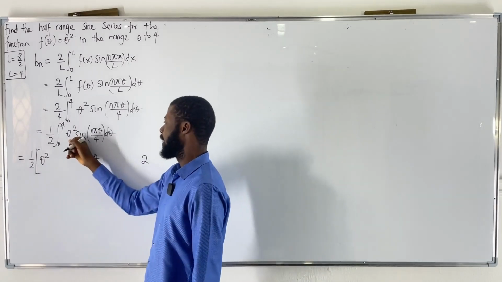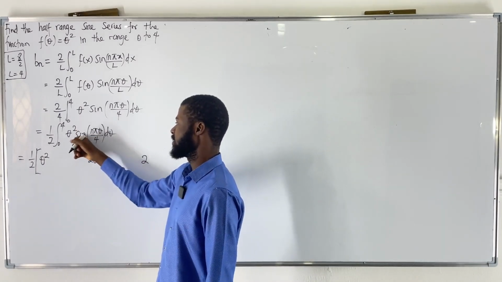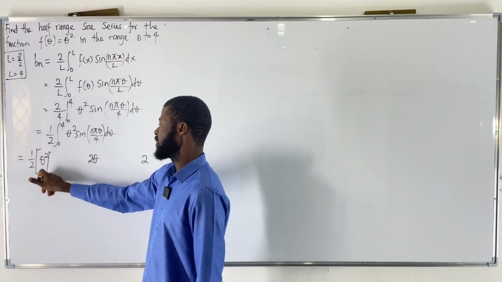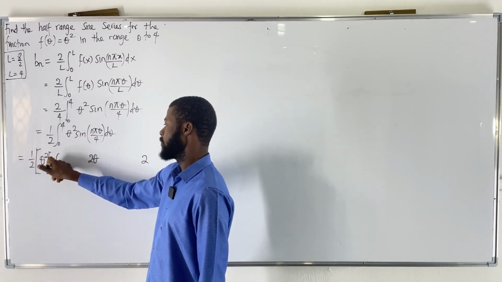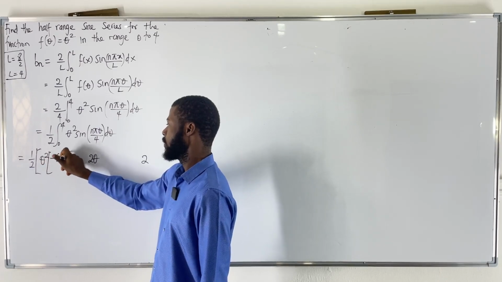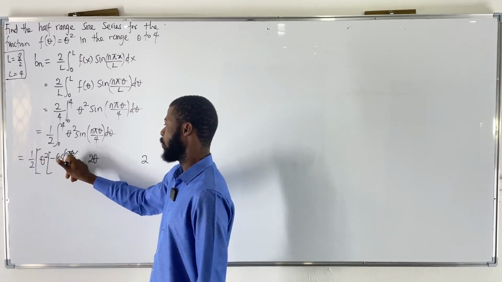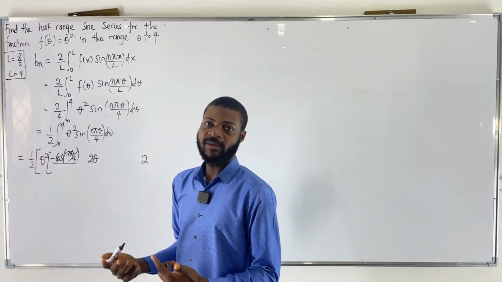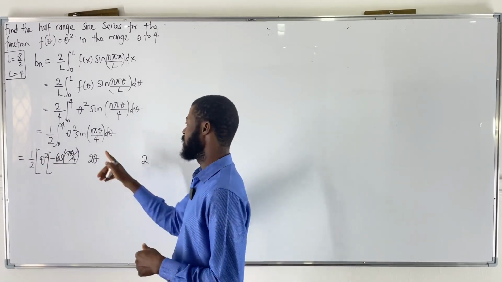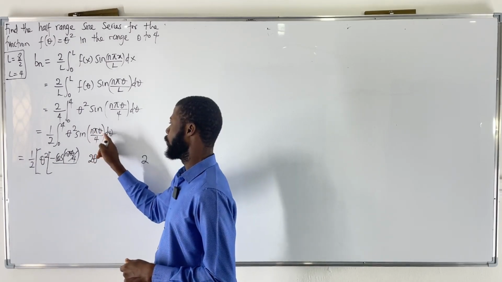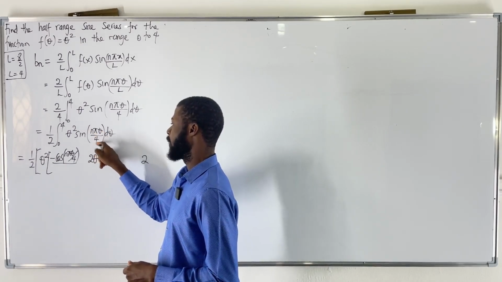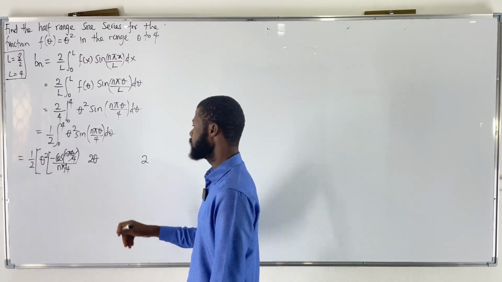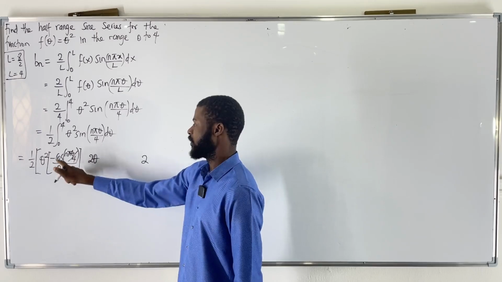Now this sine here, I'm going to be integrating the sine part of it. So integrate sine, you get minus cosine. So this is minus cos n pi theta over 4 divided by the derivative of the angle. When you differentiate this angle with respect to theta, you get n pi over 4. So you must divide by n pi over 4. So this is for the first part.